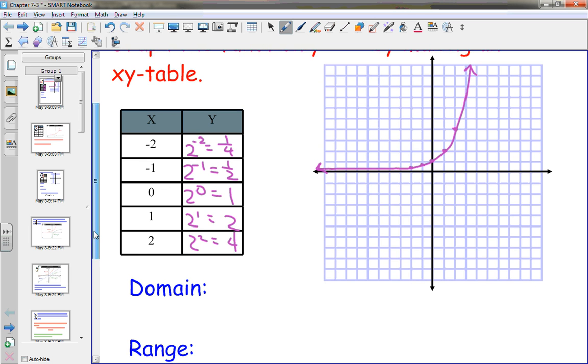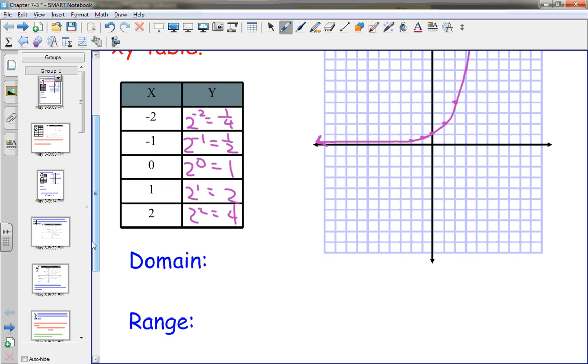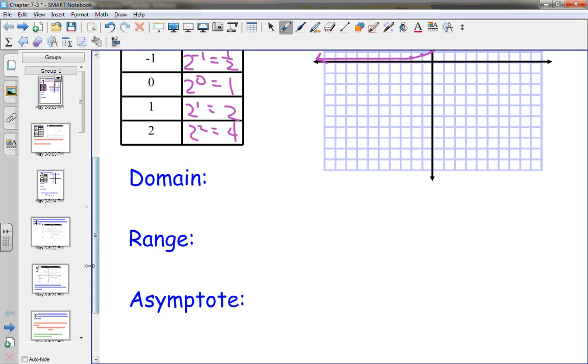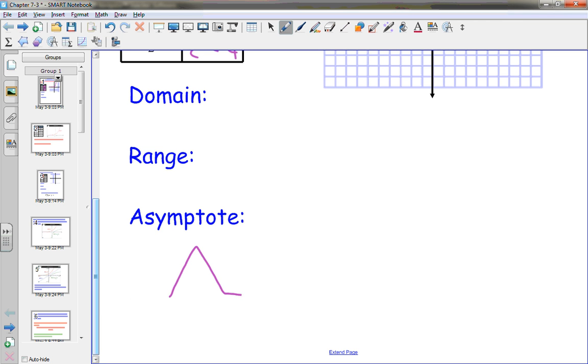Now, what I want to know is what is my domain, my range, and my asymptote for this. Now, what do we know about asymptotes? It never touches the x-axis. So if it never touches the x-axis, which is a wonderful concept, the x-axis is which one? The vertical or the horizontal? Horizontal.